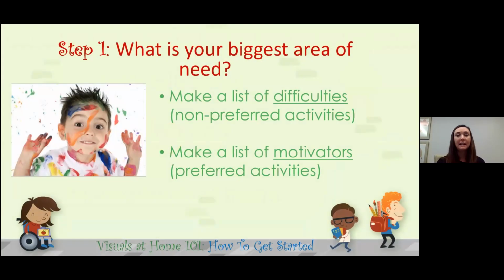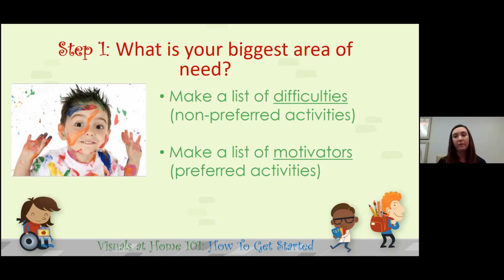There are a few steps. Step 1, identify your biggest area of need. This is where we're going to create our own visual. So we're going back to that to-do list. Think about the things that are difficult for your child. We call these non-preferred activities. So what's hard? Transitioning from the tablet, getting ready for bed, going to the doctor.